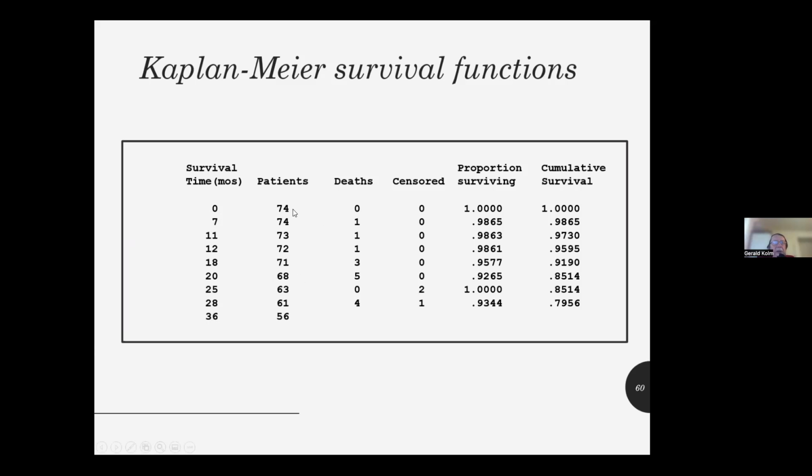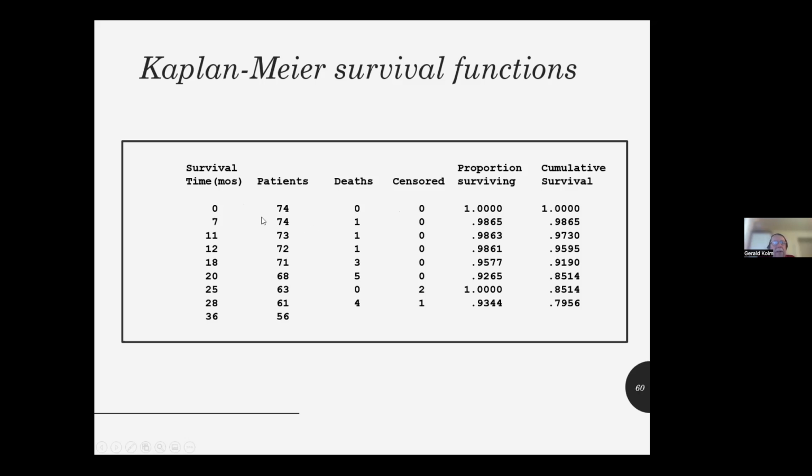We have these patients here, and this would be their age, yeah. For our calculations here, that's not relevant. Oh, this is not their age, this is the number of patients. So we have 74 patients starting out in our study. At time 0, there are no deaths, nobody's dropped out, so the proportion surviving is 1, and the cumulative survival is 1 at time 0.